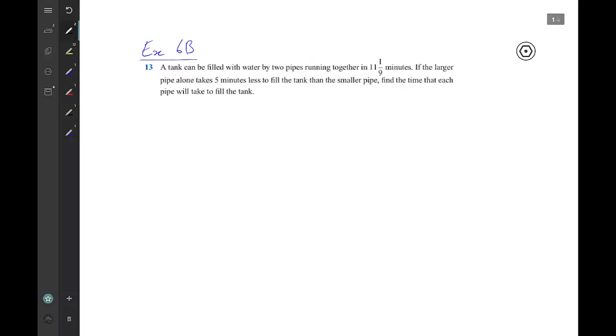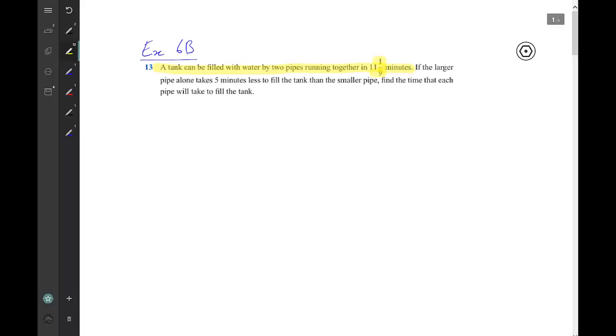Okay, so here we've got exercise 6b, question 13, one of the worded application questions in the rates chapter. So we start off just by highlighting some key information. We're told that there's a tank that can be filled with water by two pipes running together in 11 on 9 minutes. So two things I'm going to do.